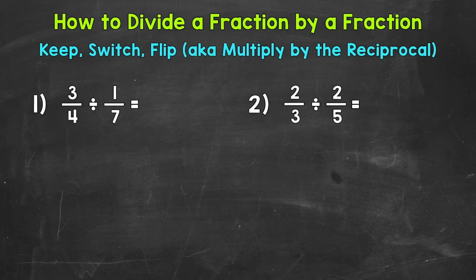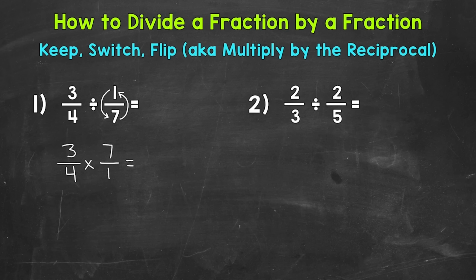So we always keep the first fraction or number. So we keep 3/4 as is. We switch to the opposite or inverse of division, which is multiplication. And since we switch to the opposite or inverse of division, we're going to flip the second fraction. So the 7 is going to be our numerator, and the 1 is going to be our denominator. So we end up with 7 over 1.